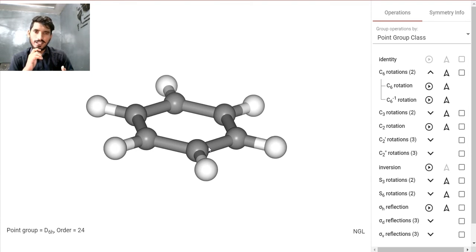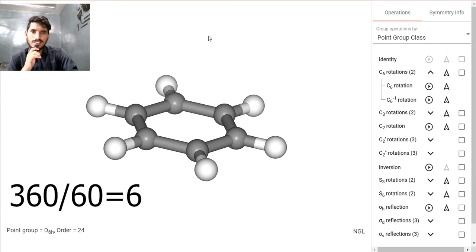So how can I find the principal axis of rotation? If I give this molecule a C6 rotation, then the molecule will have its initial configuration. What does C6 rotation mean? 360 divided by 60 degrees gives an answer equal to 6. So 6 is the value of n. It means that I have to give a C6 rotation.